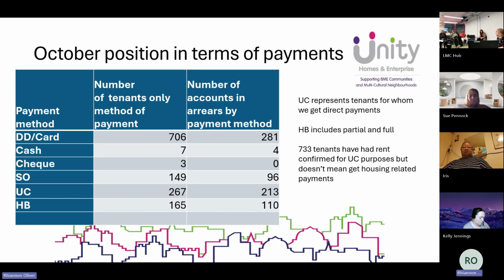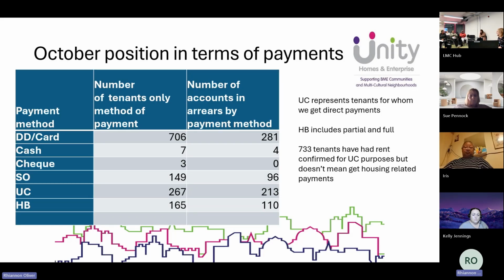So DD is the direct debit. If someone's got that coming out automatically, we take the payment. We've got very few people still using cash and check. Standing order is where people have set up their own with the bank in terms of how much to pay out. Now, universal credit is interesting because we've put on there anyone who we get the payments directly for. But on a lot of tenants, we don't know if they're getting universal credit or not, because most people, the default is to have it paid to yourself. It's only if people have asked for us to claim it and have it direct that we know people are on universal credit.